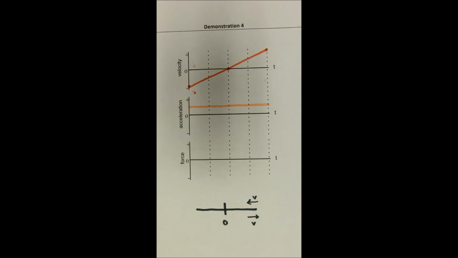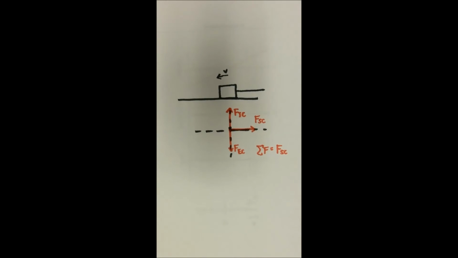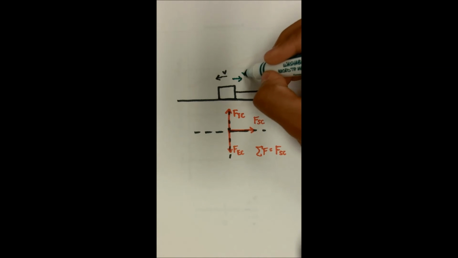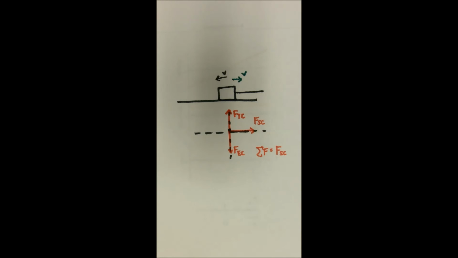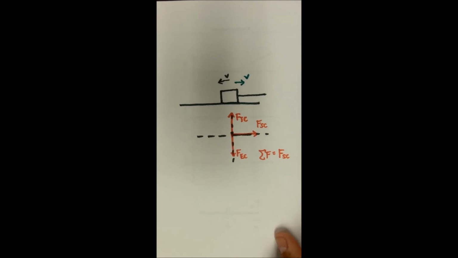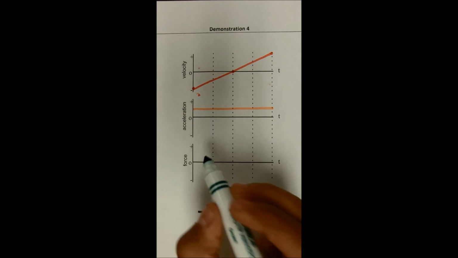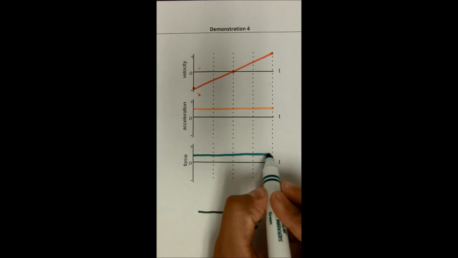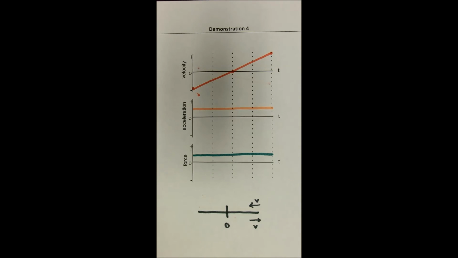Now, when I look at my free body diagram, I could look at the free body diagram that there was before in demonstration 3. And notice I still have the same free body diagram, and none of the forces changed. It doesn't matter if my object is moving to the left or if my object is moving to the right. Either way, all of the forces on the object stay the same. So because of that, the net force is still the force from the string on the cart. So then when I go to draw my force, it's going to be constant because the force from the string on the cart is constant.